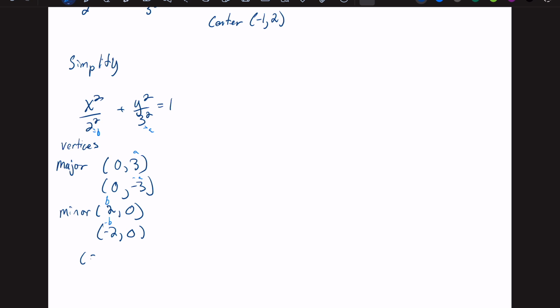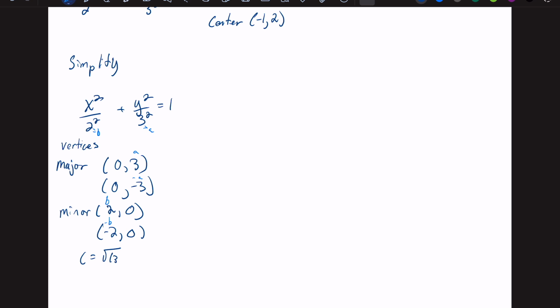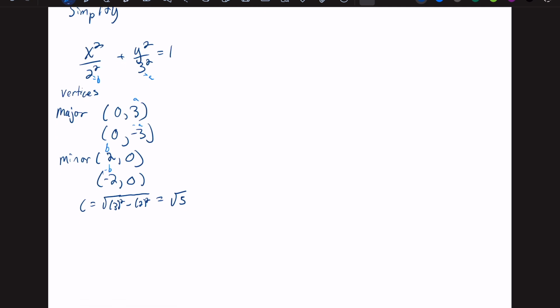All right, so then last thing we need to do is find C, so we can find our foci. And so we have the square root of, well, let's go ahead and write it as a squared minus b squared. So a squared would be 3 squared, which is 9, minus b squared, which is 2 squared, which is 4. So 9 minus 4, that gets us the square root of 5. And so now we have the foci. So the foci of this would be 0, square root 5, and then 0, minus the square root of 5.